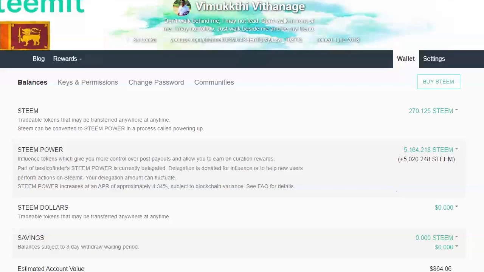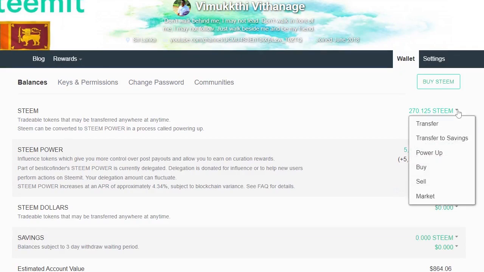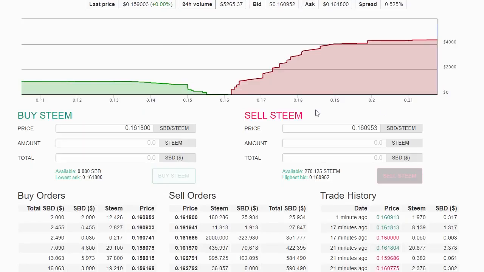First click on the Steem balance, and after that you have to select the market. So let's click on market. When you click on market, you will arrive at this small exchange. It's a simple cryptocurrency exchange for Steemit users, where users can convert their Steem to Steem dollars, or their Steem dollars to Steem. Simply, they can trade Steem and Steem dollars.